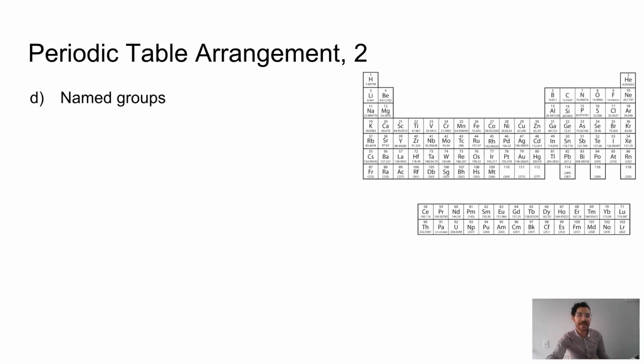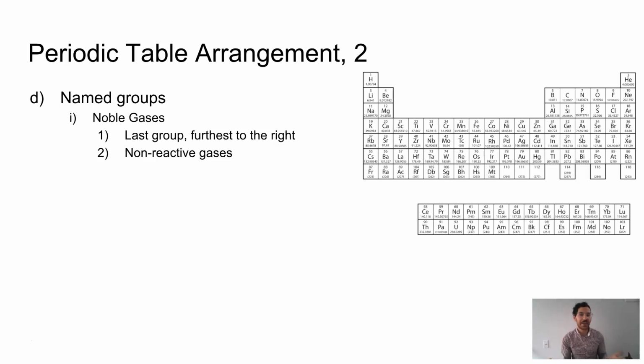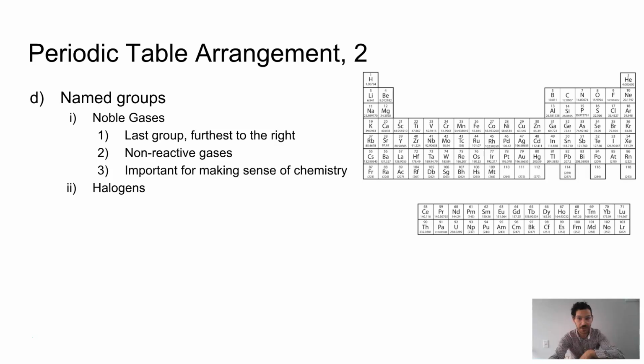So if we're going to talk about named groups, there are a few that are very important and we're going to focus on. Those would be the noble gases. They're the group furthest to the right, and they're very non-reactive gases, which is why they're called noble, because nobility doesn't get off their butt and do anything. These gases don't get off their butts to do anything. They are very non-reactive. And this is really helpful for making sense of studying chemistry.